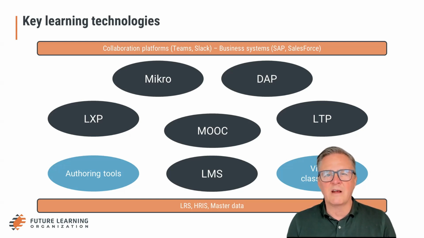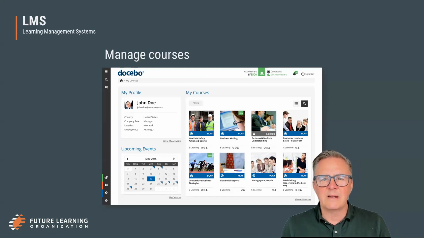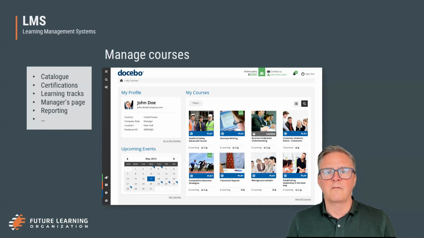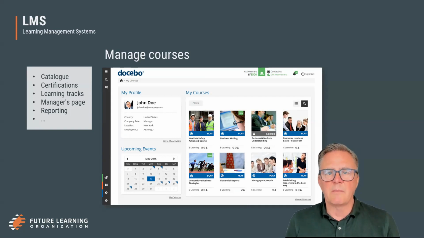So let's look at these acronyms and what they really mean. The first one is, of course, the obvious one, learning management system. The basic purpose of that is to manage courses. It means that you have a course catalog where you can list and search for courses. You can browse them. You have probably mandatory courses, certifications, recurrent needs, and so on that you take care of. You have learning tracks of different kinds that help you have maybe approval flows if there is an expensive course. You have a manager page that can follow the progress of direct reports and assign courses, and a lot of reporting.